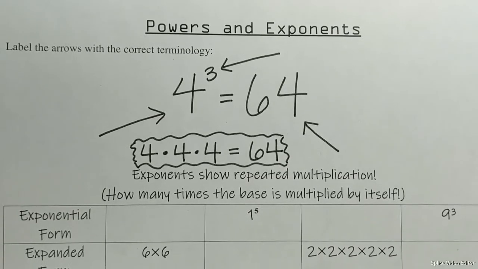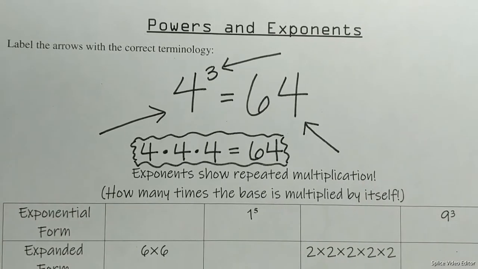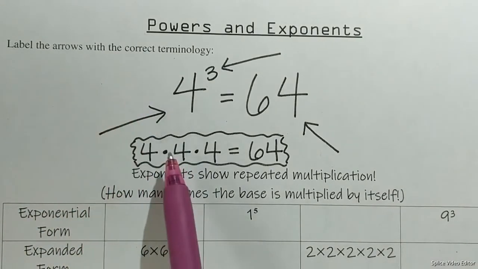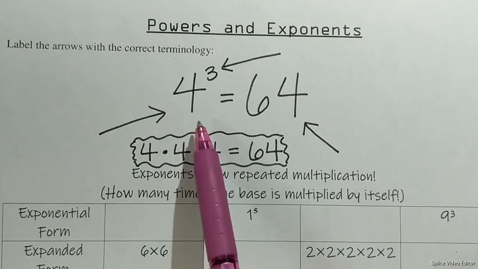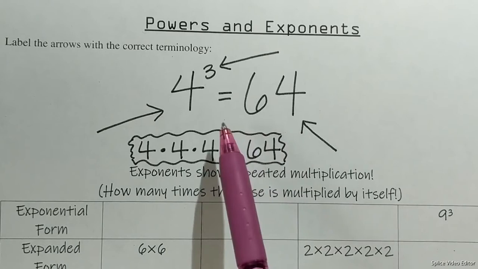Today we will be reviewing powers and exponents as well as order of operations. So we're going to start with this half sheet, and it says to label the arrows with the correct terminology. So you have 4 to the third power equals 64.